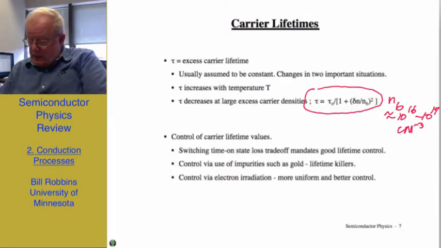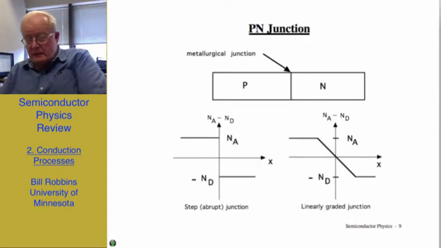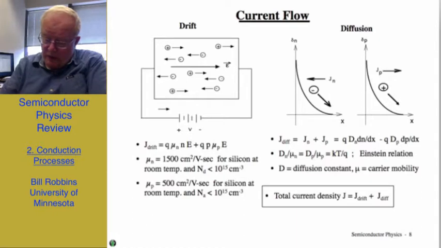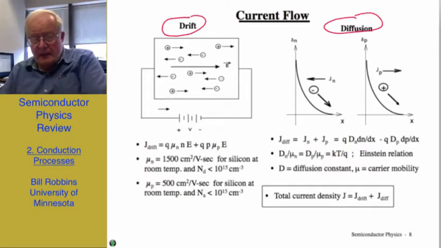Our next topic that we want to talk about is the flow of current in a semiconductor. There are two current flow mechanisms, drift and diffusion. Drift we're probably more familiar with.